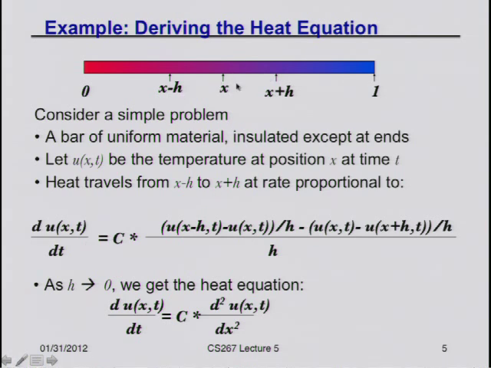Well, the answer depends on how much the temperature changes between x and x plus h, how much it changes to the right, how much it changes to the left. Subtract those, and it's how much it changes right there. And if I let h go to 0, you get the heat equation. The derivative of the temperature with respect to time is some constant, the conductance, times the second derivative with respect to x.